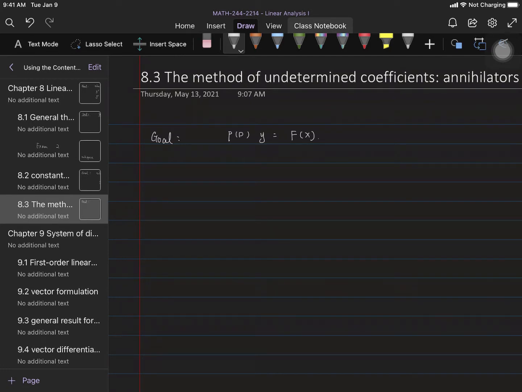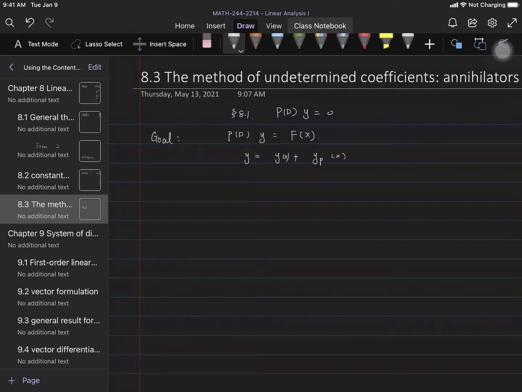In 8.1 we learned how to find the general solution to the homogeneous equation. And 8.2 is called the general result for differential equations of order n. So do you still remember what the solution for the non-homogeneous equation is? The solution includes two parts: y = yh + yp.